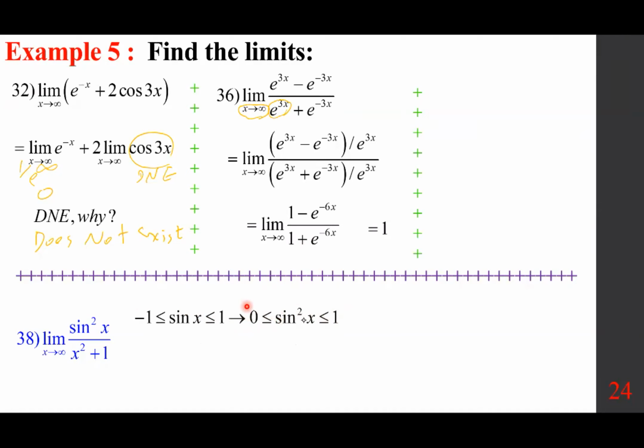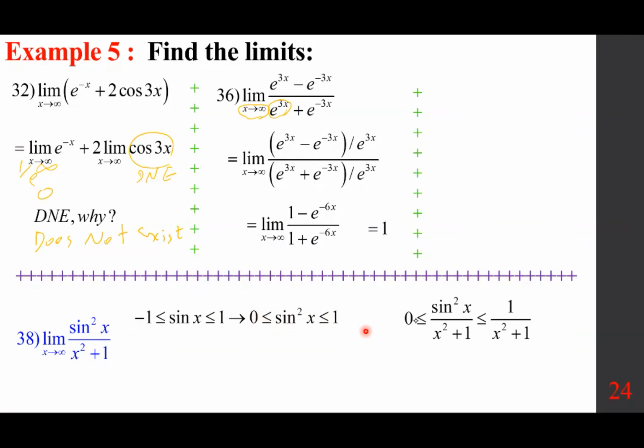Then we can multiply everything by 1 over x squared plus 1, or divide everything by x squared plus 1. Needless to say, this is positive, okay, class? Therefore, the sign doesn't flip over. So let's divide by x squared plus 1. 0 divided by x squared plus 1, and this is going to infinity. 0 divided by some huge number is 0. 1 over that.